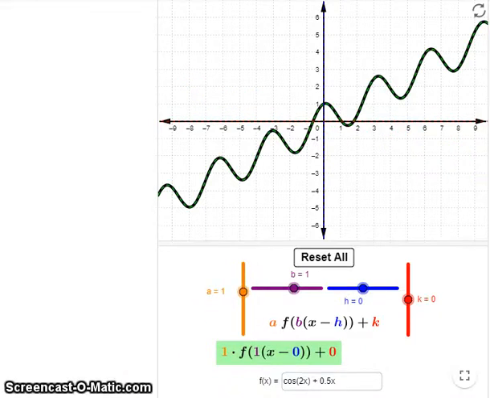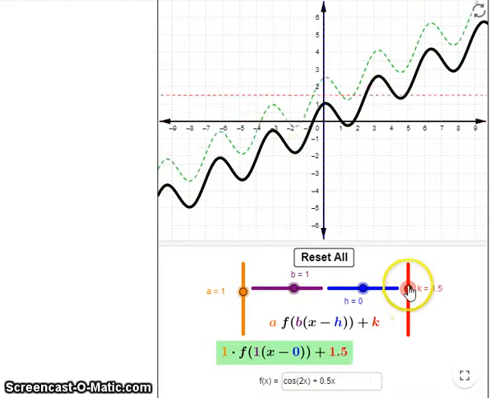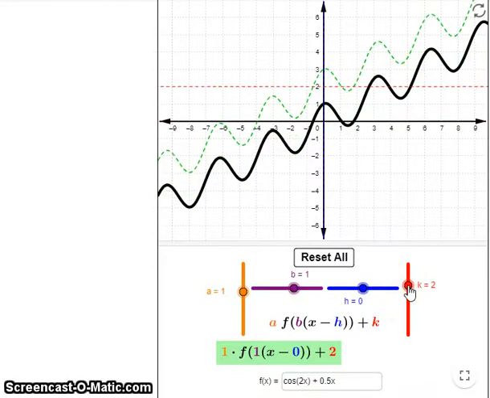Now we're going to go ahead and look at the effect of the parameter k. Now everything else has been set back to its neutral position, so A is 1 once again. So 1 times f of all of this is just f of x. This whole piece is f of x. So when I change the value of k from 0, I'm basically just adding some number to my y values. So let's go ahead and change k to a number like 2 and see what effect that has.